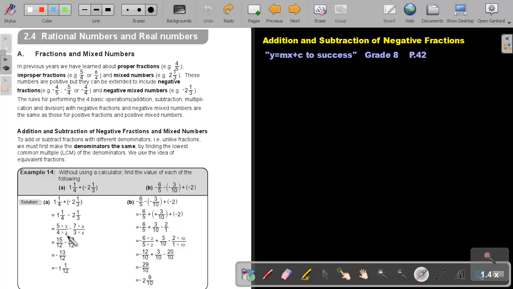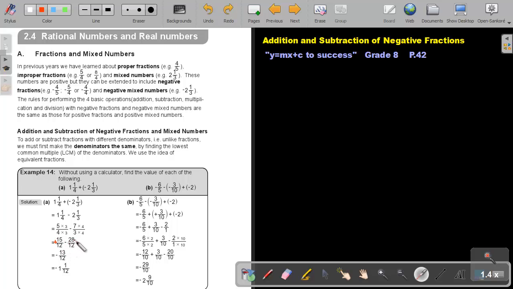And now, make the denominators the same. So the lowest common multiple will be 12. So I multiply by 3 and by 4, and I will find 15 over 12 minus 28 over 12. Now, just focus on the numerators. There is actually positive 15 minus 28. Can you remember what we did if the signs were different? We subtract. So 28 minus 15, that will give me 13.